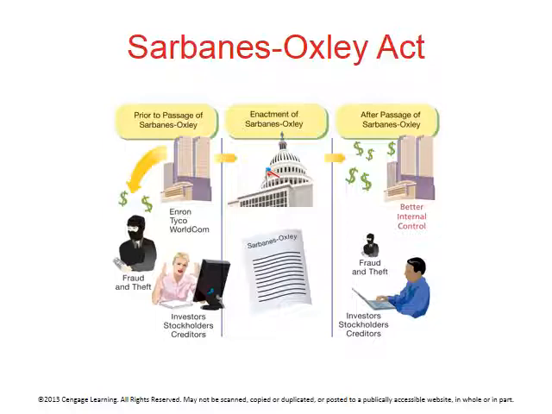Conceptually, what the Sarbanes-Oxley Act was supposed to do is provide better internal controls over the business, so better checks and balances, so that the fraud and the theft would be caught. And that means stockholders, investors, and creditors would have better information.